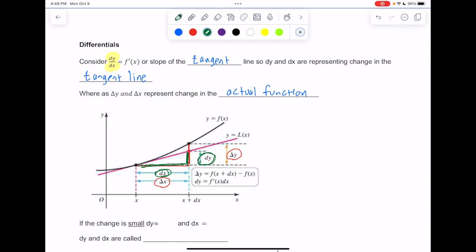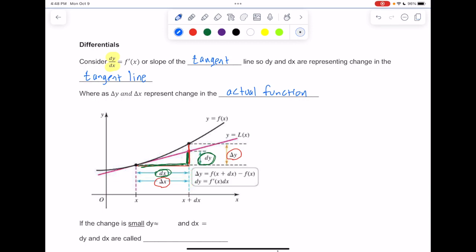So whether you're moving over to the right some amount, whether you call that dx or delta x, it would represent the same quantity. But when you talk about the change in the vertical, the dy is the change that would occur on the tangent line, and the delta y is the change in height that would occur in the function, and those are not always the same. But if the change is small, they're almost the same.